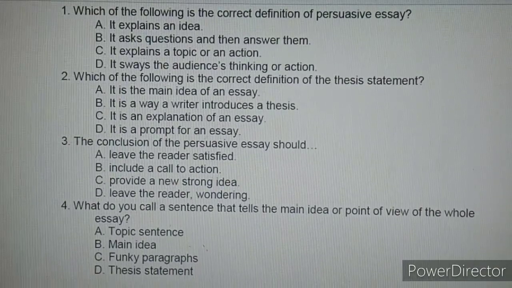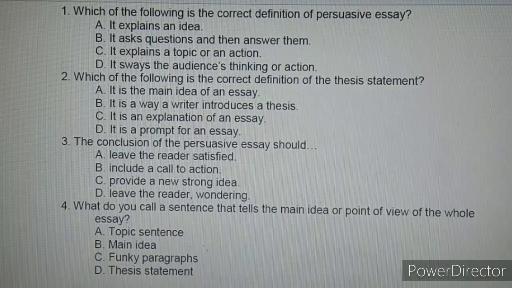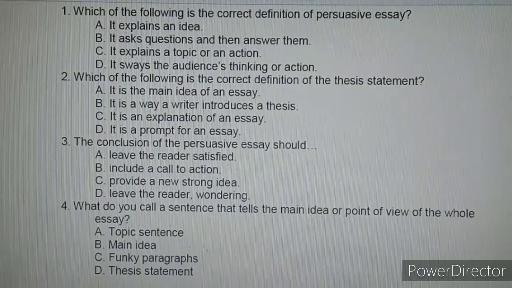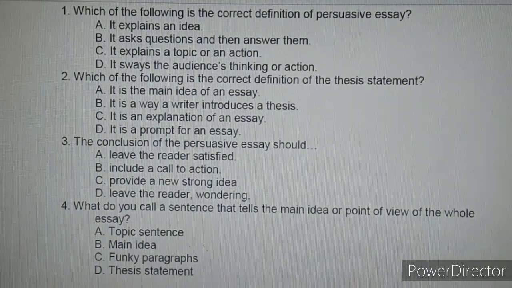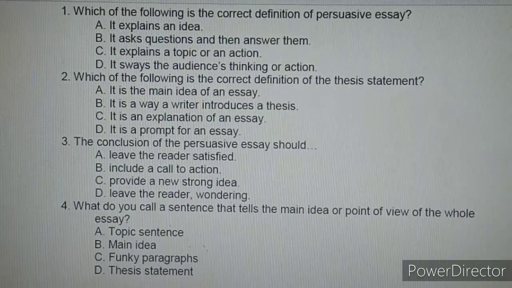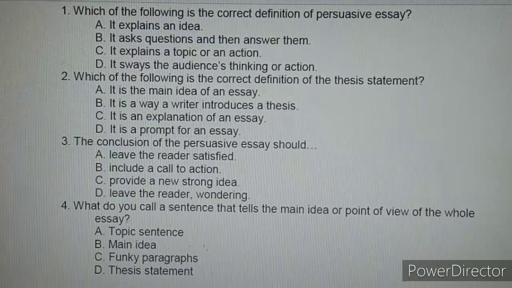What do you call a sentence that tells the main idea or point of view of the whole essay? A. Topic sentence. B. Main idea. C. Funky paragraphs. Or D. Thesis statement. Now what do you think is the correct answer for number 4? The correct answer for number 4 is letter D. Is your answer correct? Very good.